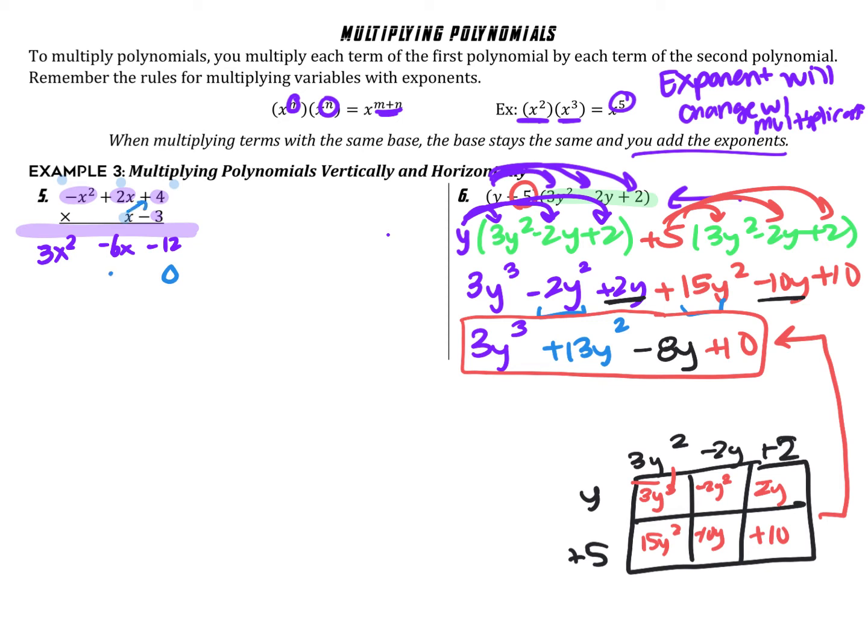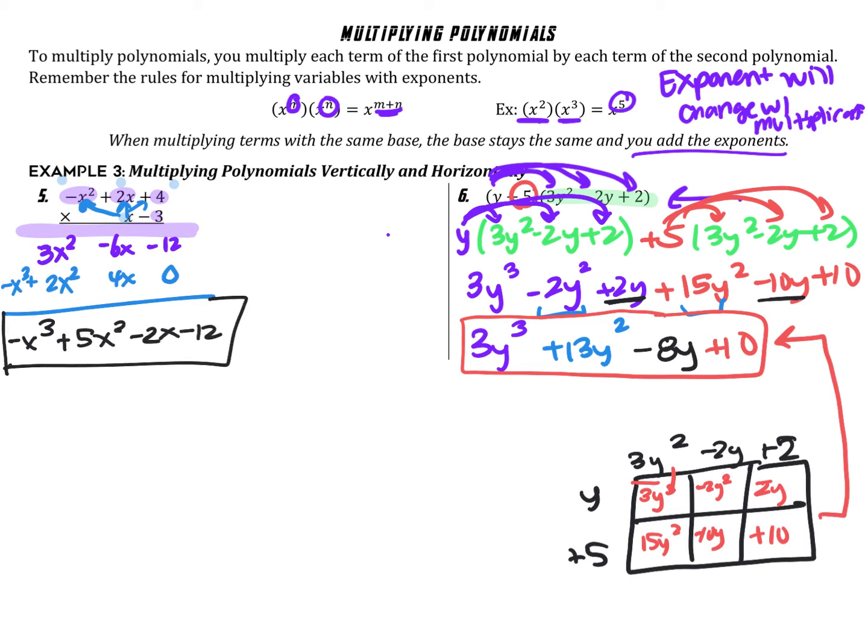X times 4 is going to give me 4x. X times 2 is going to give me 2x squared. X times negative x squared is going to give me negative x cubed. Now everything is nicely stacked, so I can just add up and down. Negative x cubed plus 5x squared minus 2x minus 12. And there's my polynomial expression.